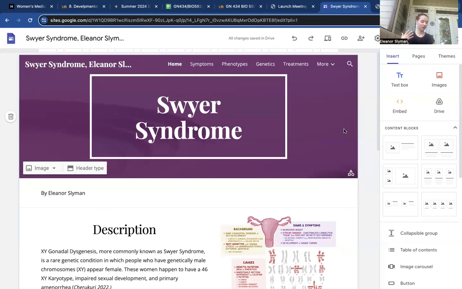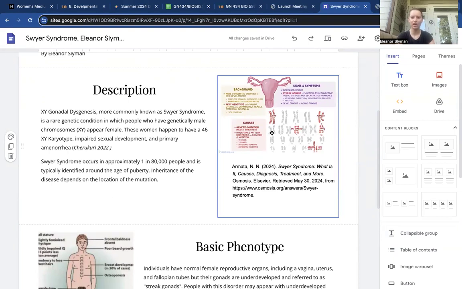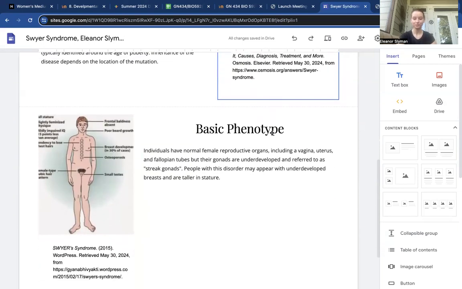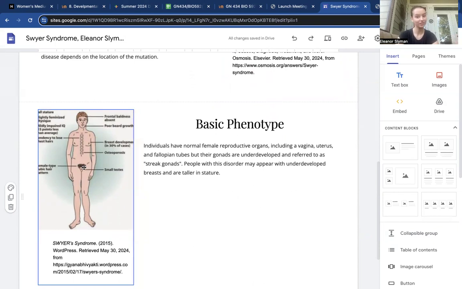So my first page is obviously just my description, just the general background information. This was actually, I think, the hardest slide for me to make because it felt like everything I could put in my introduction, I could put on every other slide. But in the general description, I have this image and other general information, the background about Swyer's, signs and symptoms, causes, and then further down I have something on the basic phenotype, as well as an image on the phenotype as well.